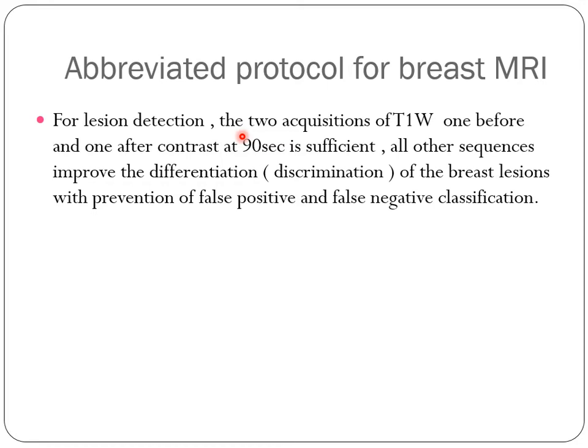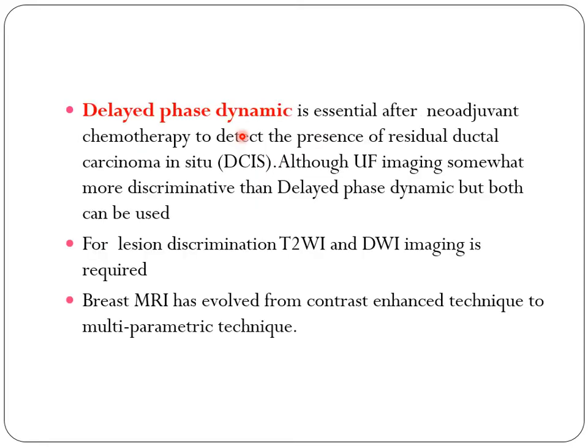Also, for the abbreviated protocol, I would like to say that it is only 2 acquisitions of the T1 weighted image, before and after the contrast. It's better to be taken at 90 seconds after the contrast, because most of the breast lesions will be at the peak of their enhancement during this time. And the other sequences improve the discrimination of the breast lesion, with the prevention of false positive and false negative classification. What do you mean by screening MRI?